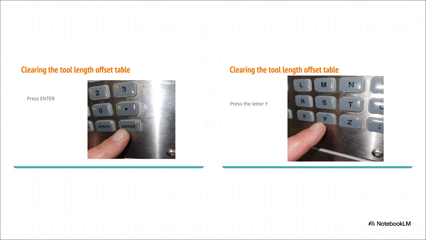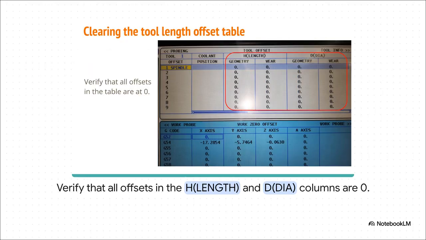So you just hit Y for yes to confirm. And boom, just like that, it's all gone. Take a look. All the H and D values are back to 0. Perfect. We've got a totally clean slate ready for our new setup.